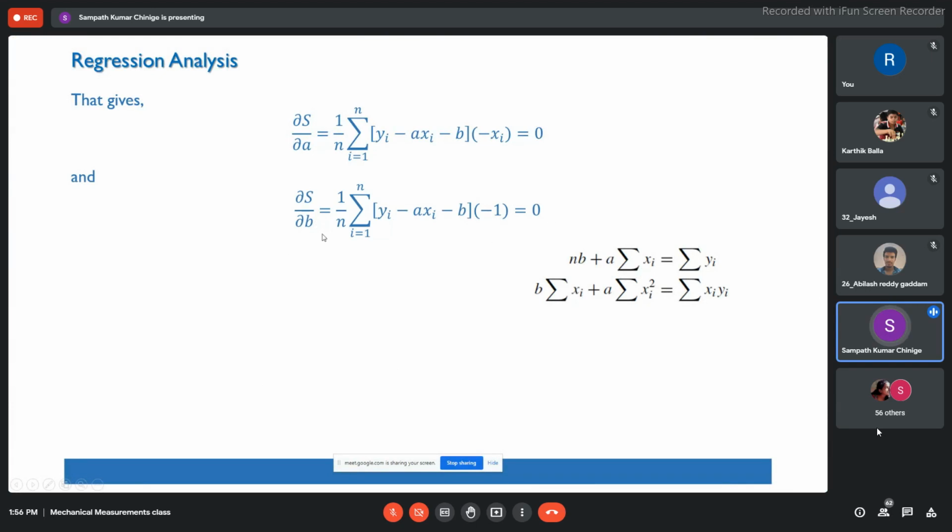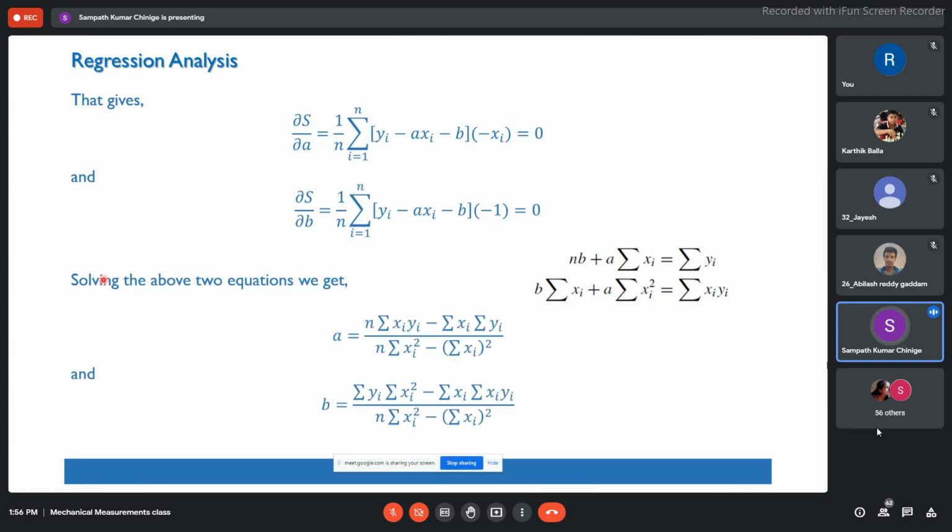So now we solve these two equations. For solving these two equations, we have rearranged them, which comes in the form of nb plus a Σxi equal to Σyi. That is the summation of all the values of xi and yi. Similarly, the second equation will give us b Σxi plus a Σxi square is equal to Σxiyi.